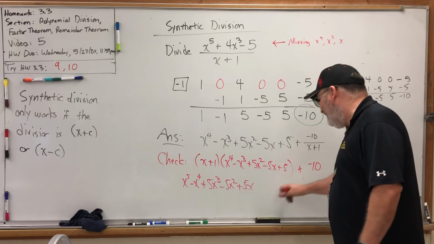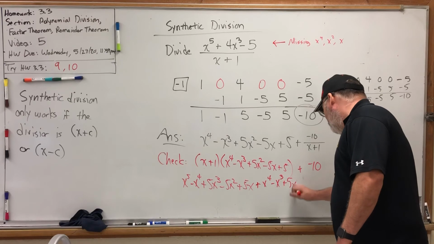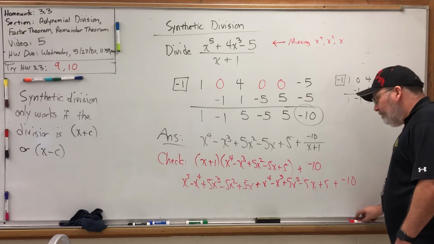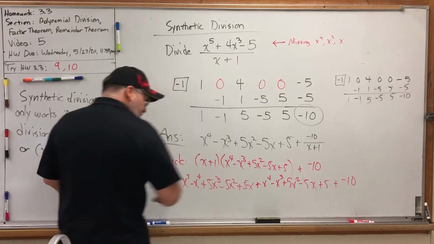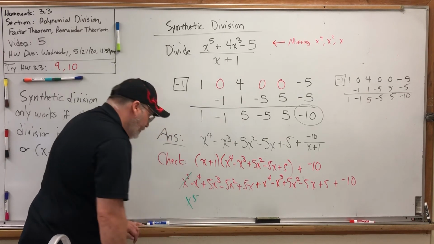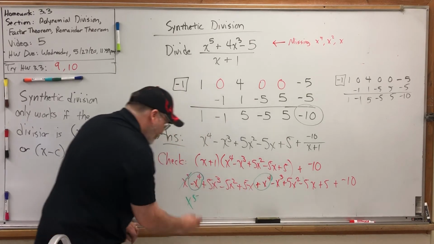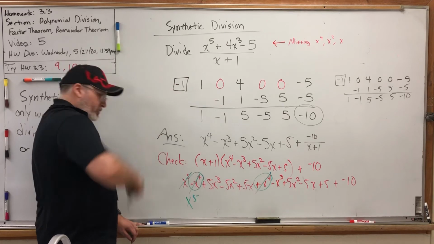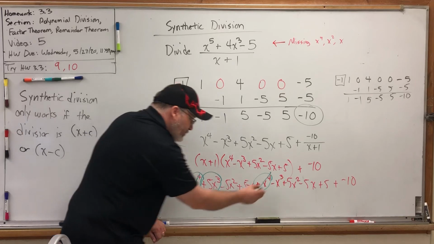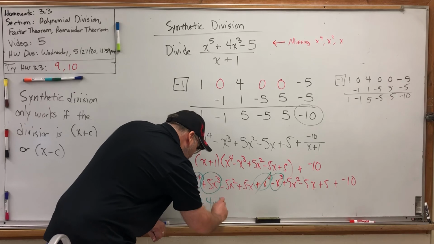So I just have to write these. Plus x to the 4th, minus x to the 3rd, plus 5x squared, minus 5x, plus 5, and we have plus negative 10. Let's gather like terms. The only x to the 5th is here, so we're done with him. There's only 2 x to the 4th terms, but they cancel, which is good because we were missing x to the 4th. Here's an x to the 3rd, 5x to the 3rd. Here's another one, minus x to the 3rd. So those combine to give positive 4x to the 3rd.